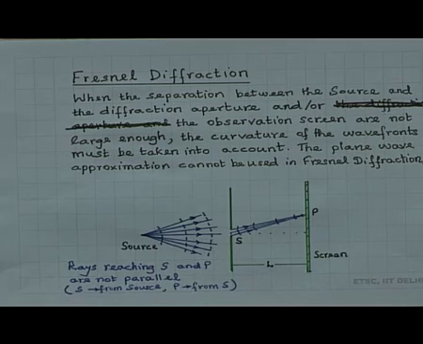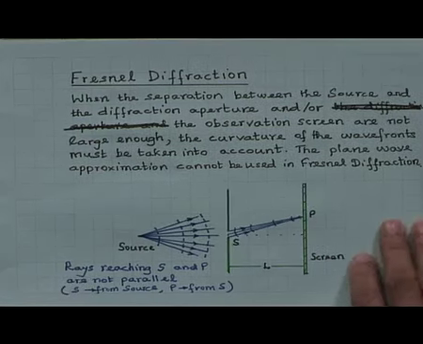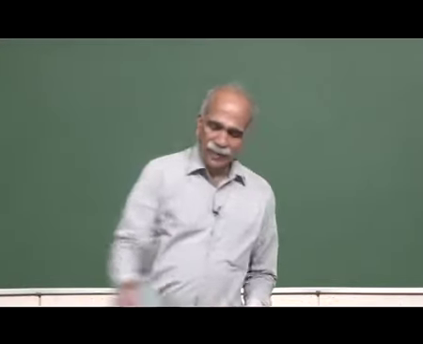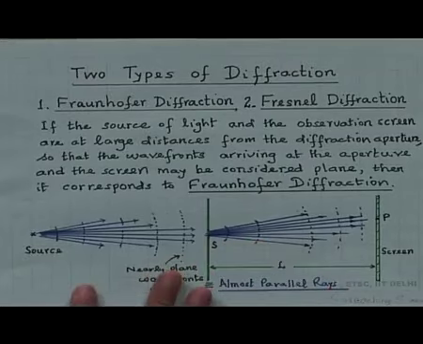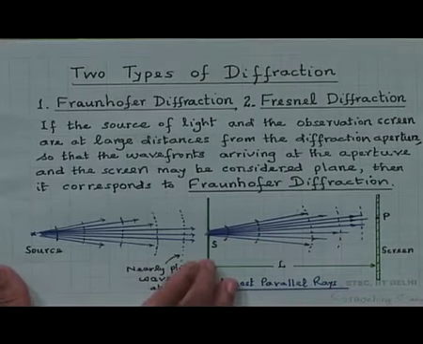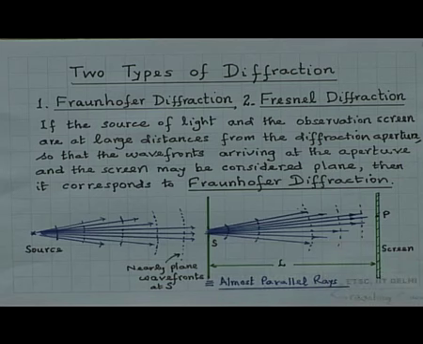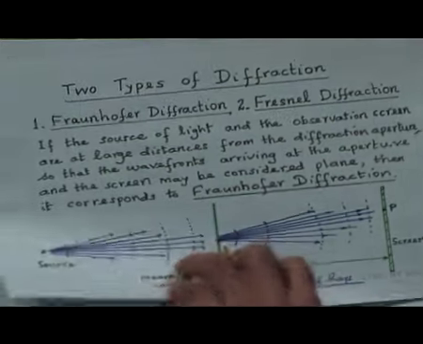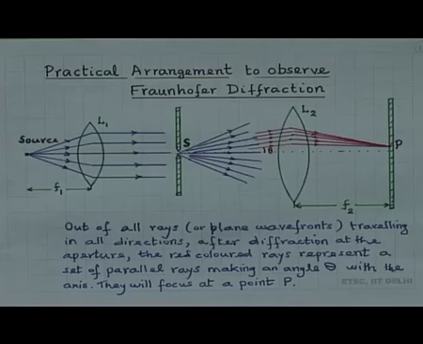So, we are focusing on Fraunhofer diffraction, and therefore, let us see a practical arrangement, because I said that when the distances are sufficiently large, but in a practical arrangement it is not possible to have large distances. Suppose you want to do the experiment in lab, then it is not possible to have large separations between the screen and the source and the aperture. So, a practical arrangement to observe Fraunhofer diffraction is shown here. Let us see it carefully.